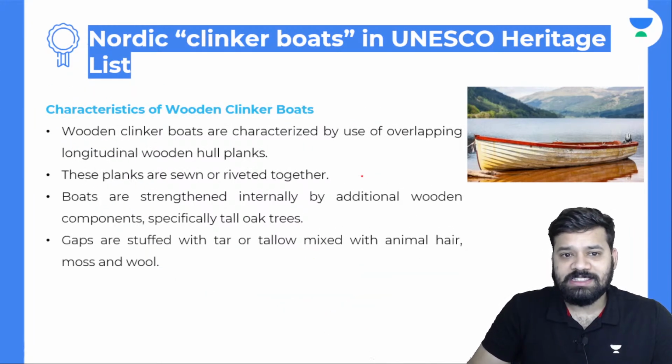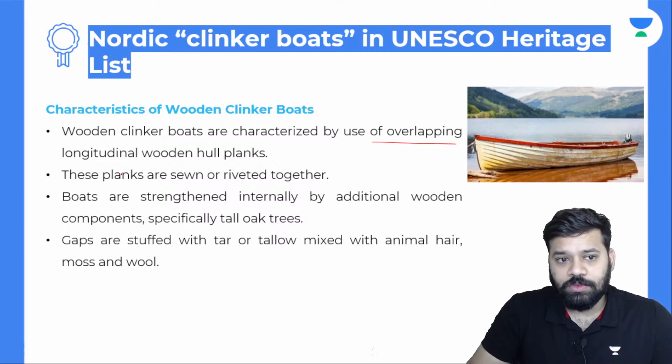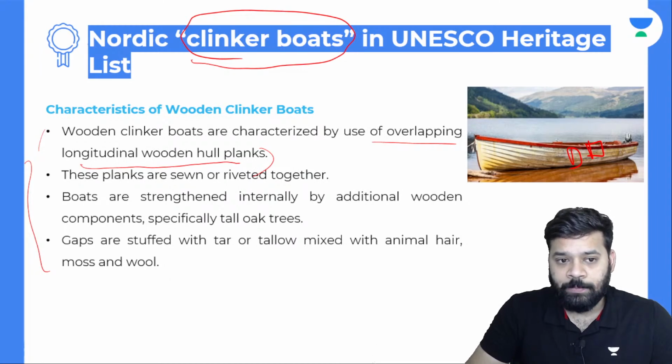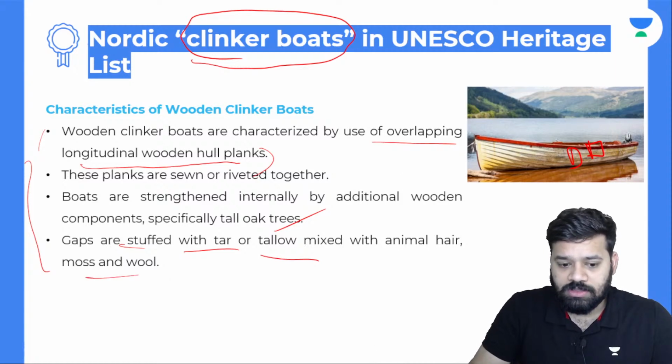Going forward, what are the characteristics of this wooden clinker boat? Wooden clinker boats are characterized by use of overlapping longitudinal wooden hull planks. These planks are sewn or riveted together. So you can see wooden planks here. If this was a 3D image, I could have shown that. But all this is not important. What is important is that clinker boats from the Northern European region have been added to the UNESCO heritage list. These boats are strengthened internally by additional wooden components, specifically tall oak trees. Gaps are stuffed with tar or tallow mixed with animal hair, moss, and wool.